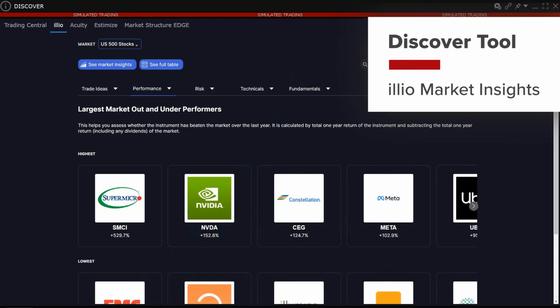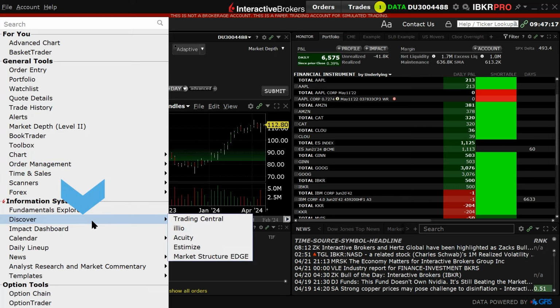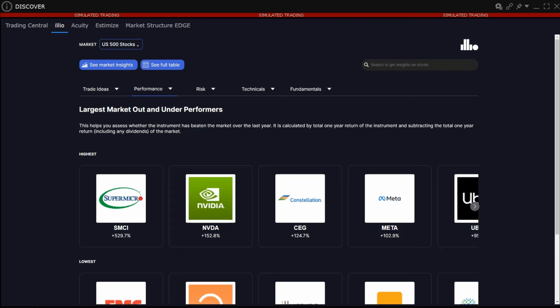The Discover tool is available within TWS, Client Portal, and Mobile TWS. It can be accessed in TWS using the New Window button at the top of the screen. Under the Information Systems area, locate and hover above the Discover label, and in the expansion window, select Illio from the list of research providers. A standalone window will open.